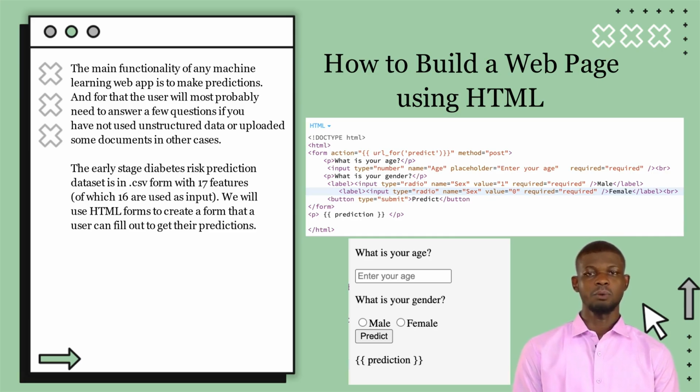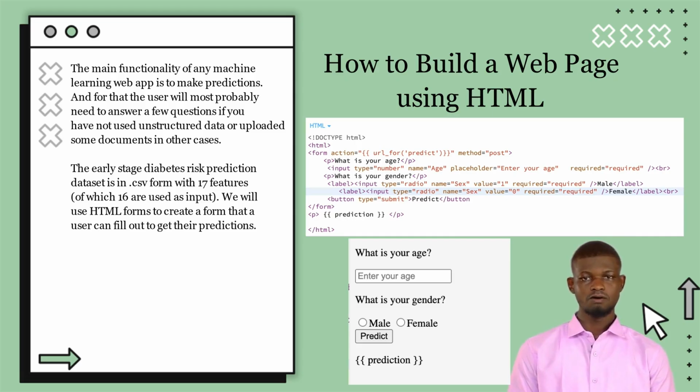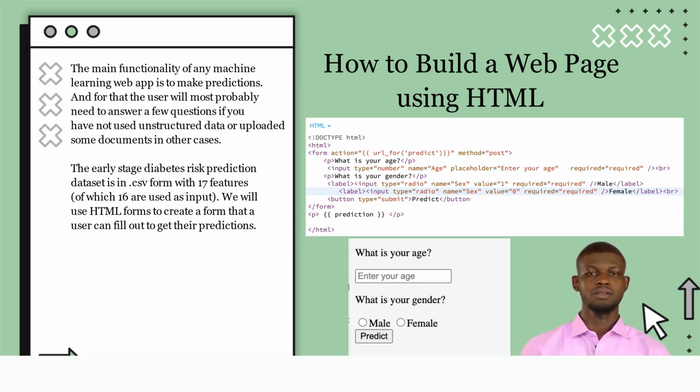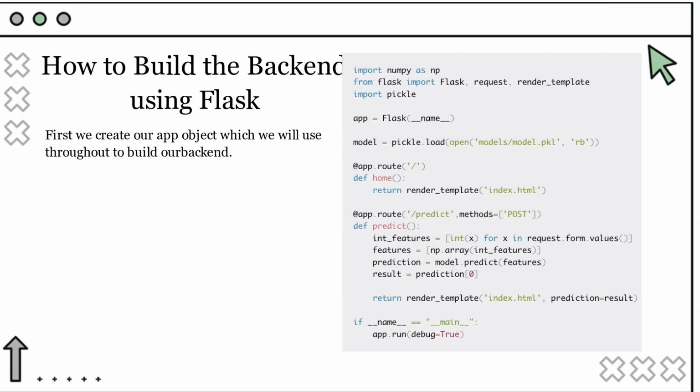The paragraph tag will display the prediction results. Prediction is a variable that will hold our prediction in the Python file, which we will see in the next step. You can add as many questions as you want, and whatever input type suits you, as the functionality will remain the same. How to build the backend using Flask.